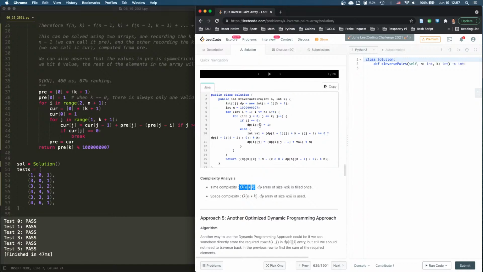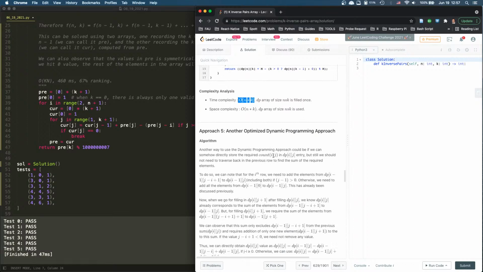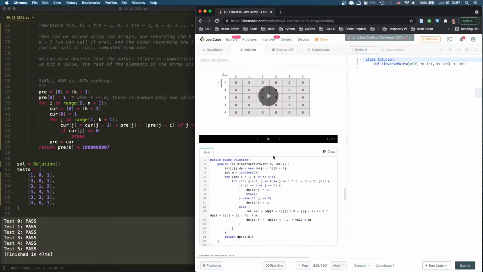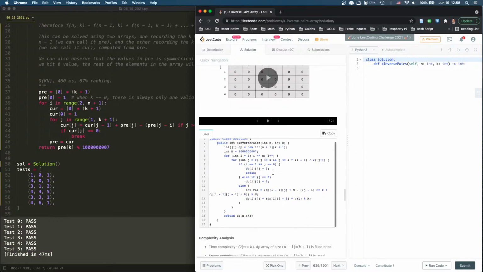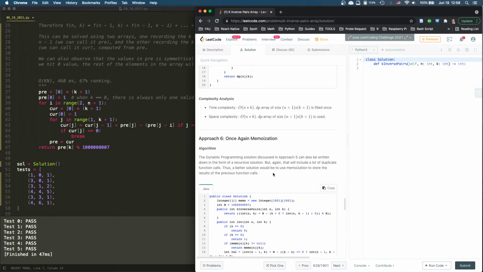dp 0 is 1. We set it to 1. Plus m. Plus larger than 0, or this. That's that. And then plus this. Another optimization: we don't need 2 arrays. Anyway, so okay. Once again, memoization.